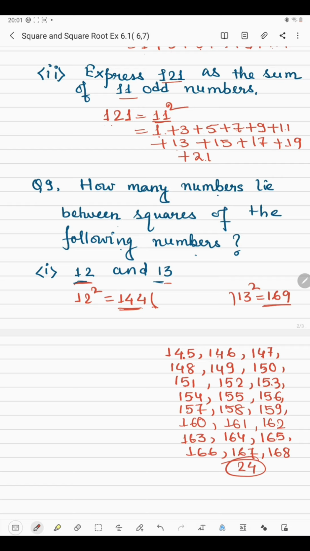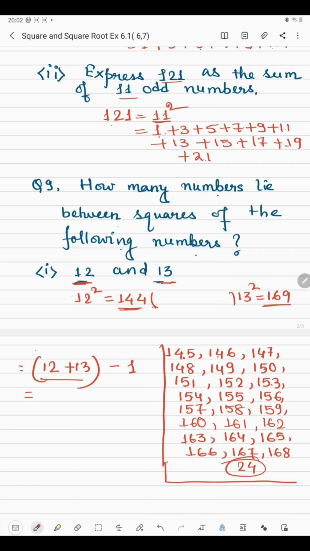But I will show you the shortcut way of finding this. Like here two numbers are given. So always remember these two numbers will be consecutive numbers, means serial numbers. So how to find in shortcut way? Suppose here 12 and 13 is given. So we will have to just add these two numbers, and then we will have to subtract 1 from that.